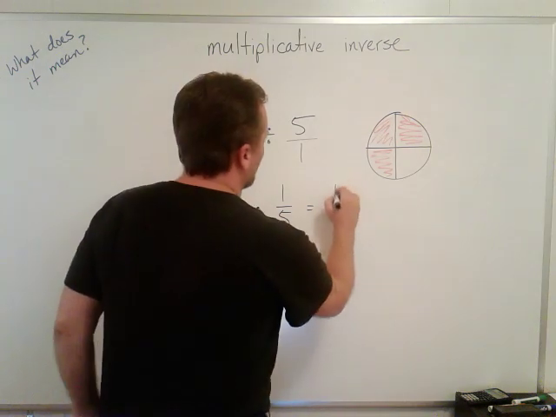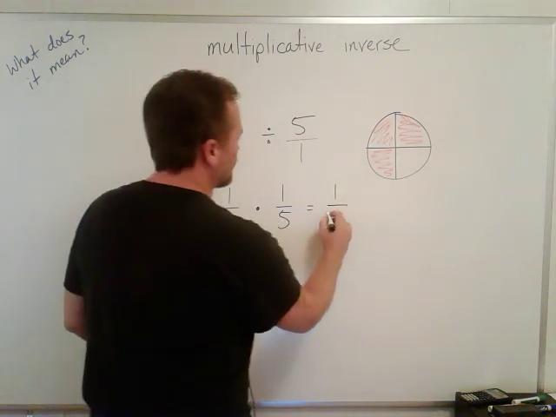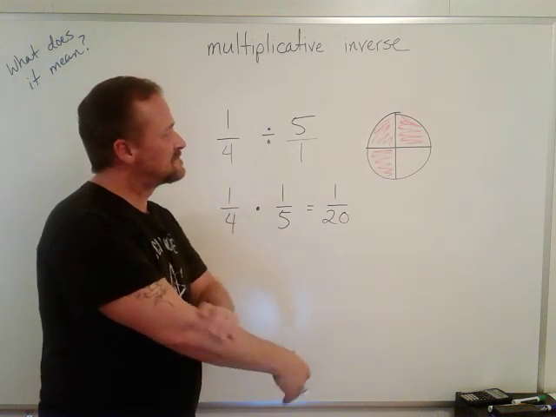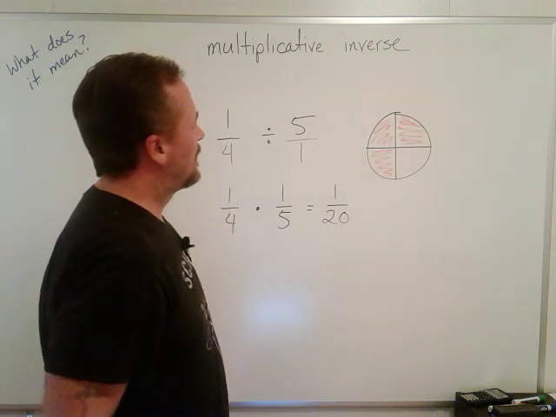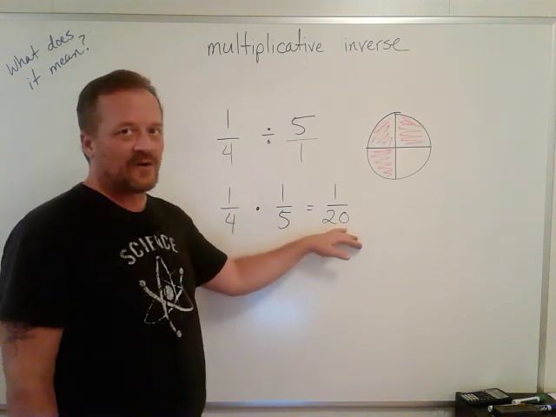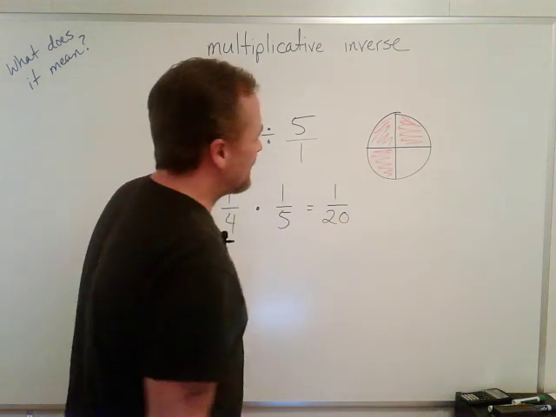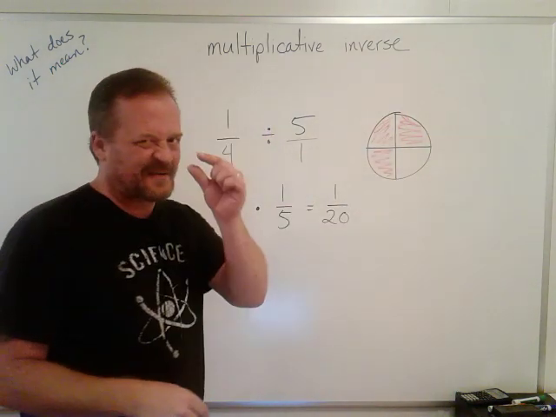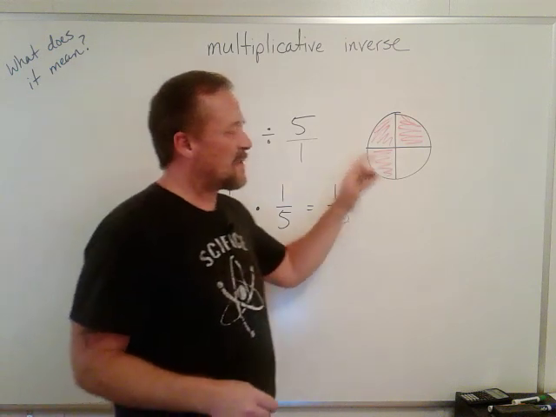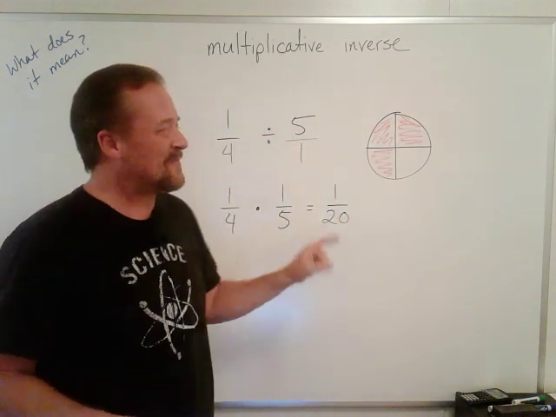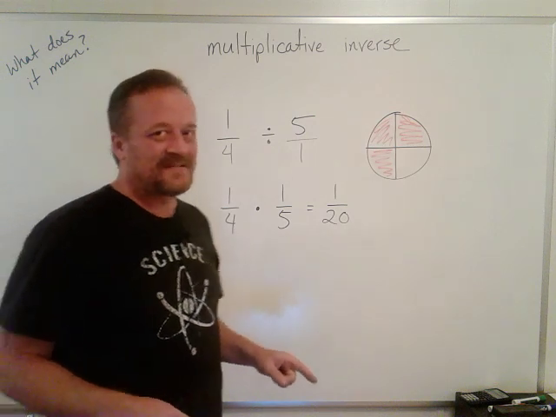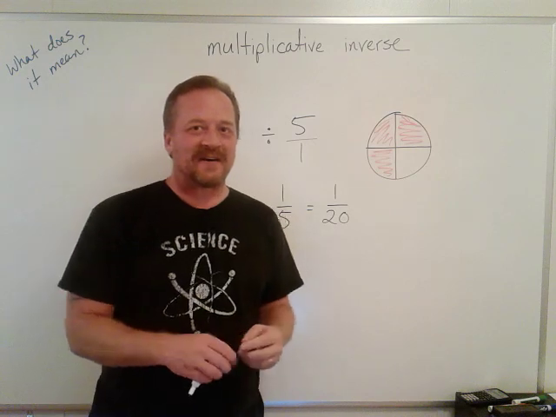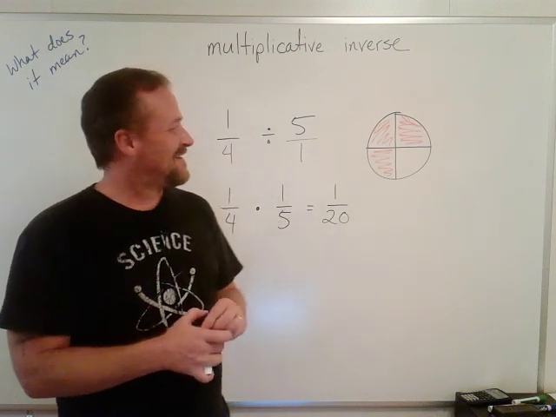1 times 1 is 1, and 4 times 5 is 20. So each one of my friends, who aren't very happy with me right now, are gonna get 1/20th of the original pie. In other words, if I had split this up into 20 pieces, that's pretty small pieces, each person gets 1/20th of the pie, okay? So conceptually, it makes sense. In real life, it just makes me look like a big jerk, okay?